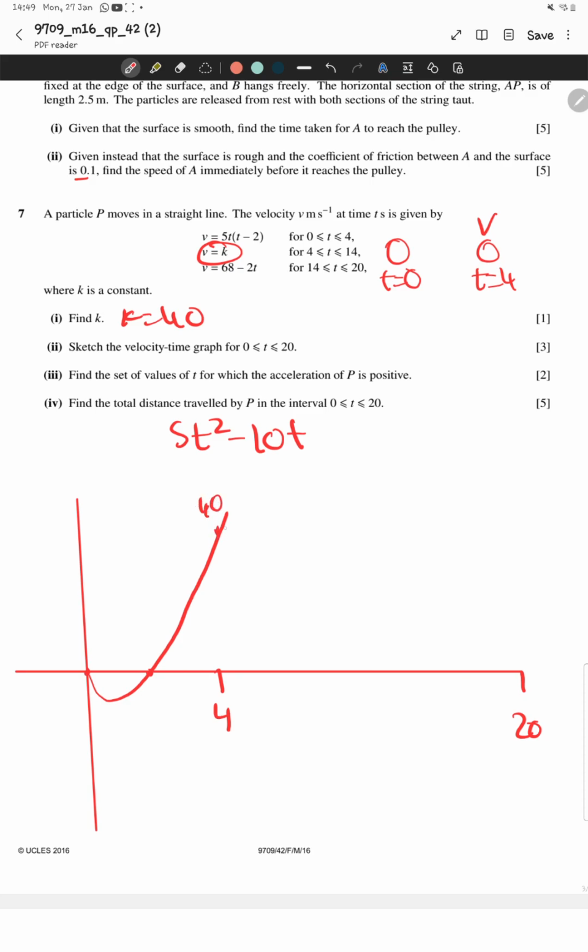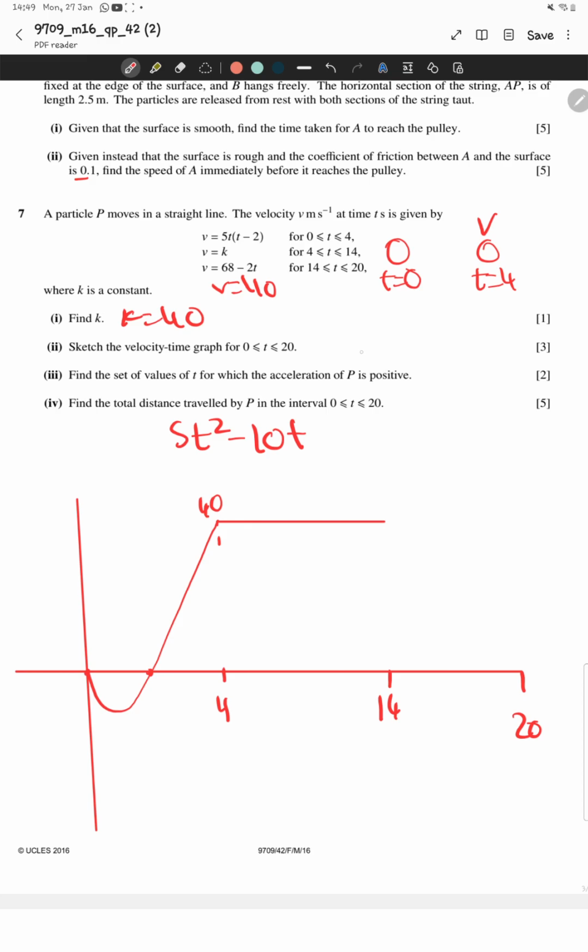And then it'll be constant. Let's put 4 ahead actually. So it'll be like that. So this is 4. And then from 4 to 14, let's put 14 like here, I guess. It'll be constant because v equals k and then k equals 40. So v is just 40. So it'll be constant from here to here.